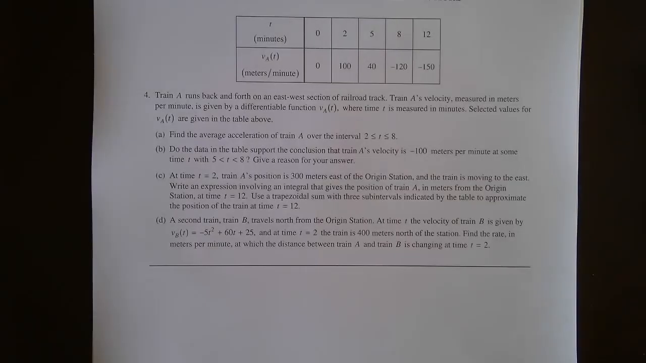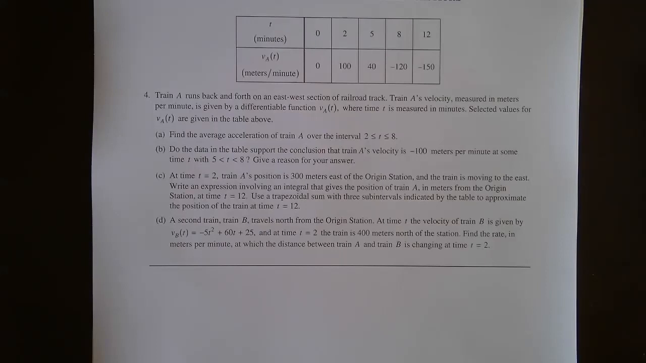So part C, they tell you at time t equals 2, train A's position is 300 meters east of the origin station. So that would be on the positive side, okay? So that'd be positive 300. And the train is moving to the east, so it's moving to the right. Write an expression involving an integral that gives the position of train A in meters from the origin station at time t equals 12. And then we're going to use a trapezoidal sum because we don't have the actual function. We're going to use a trapezoidal sum with 3 subintervals indicated by the table to approximate the position of the train at time t equals 12.